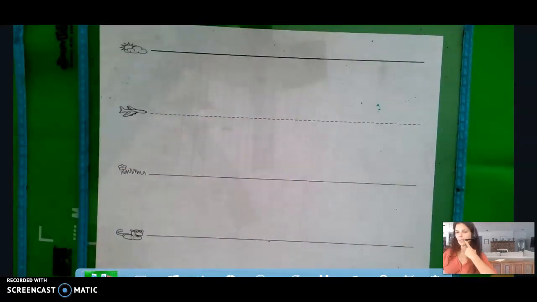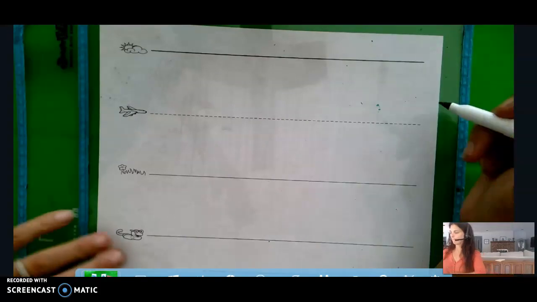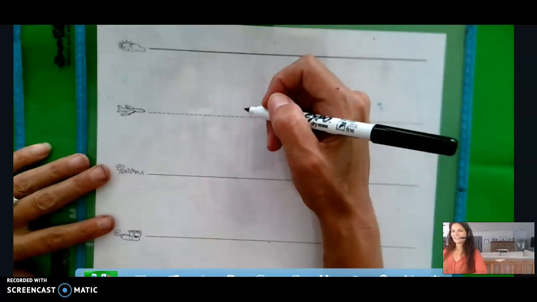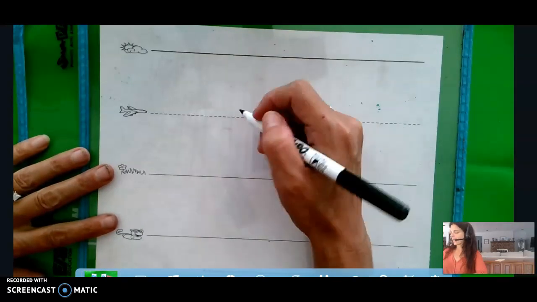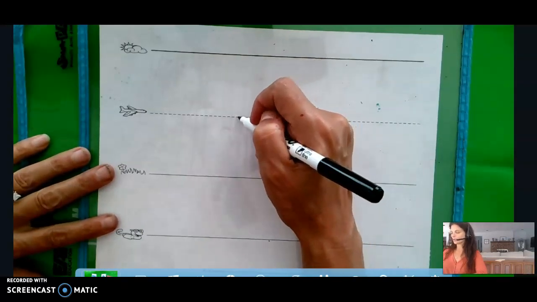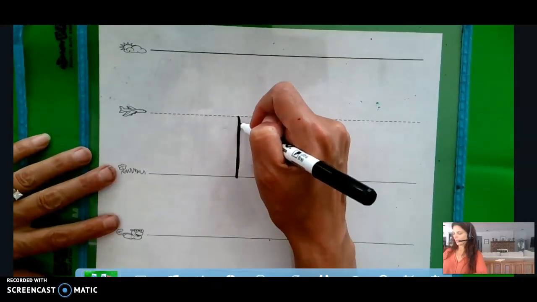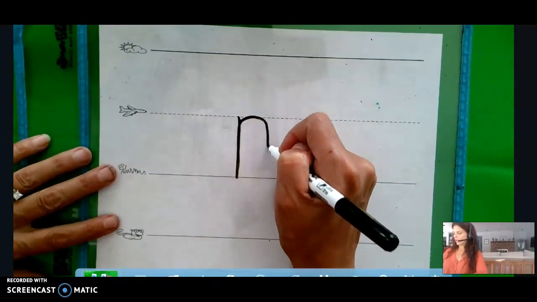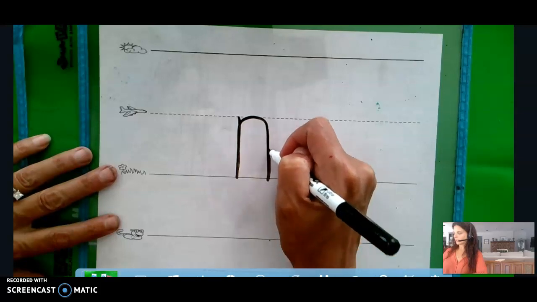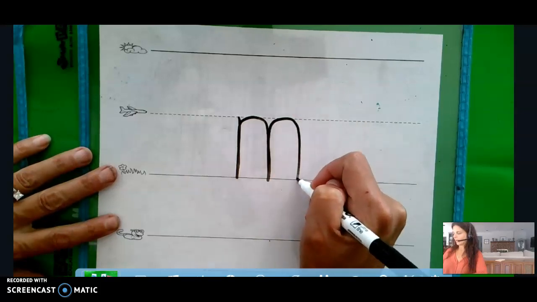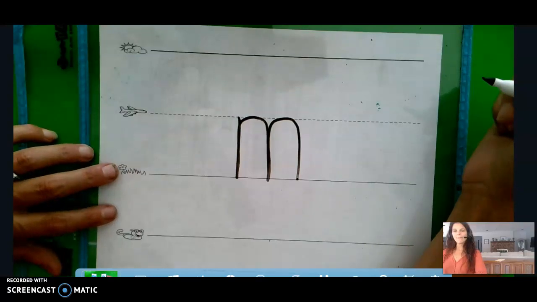Okay, the next one. Look at my lips. All right. M says M. M is a plane line letter. You start at the plane line, down to the grass line, trace back up to the plane line, hump to the grass line, trace back up to the plane line, hump to the grass line. M, man, m.